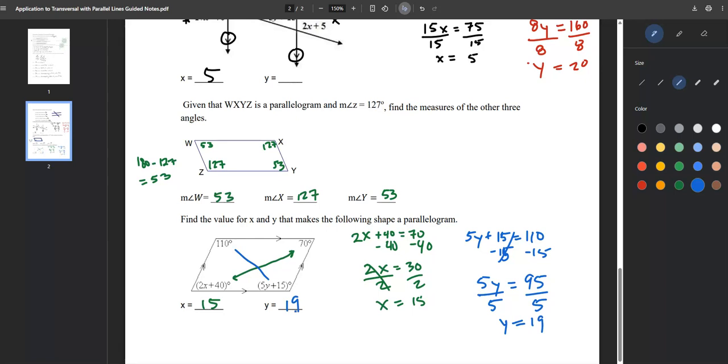So, okay, so that's your application. You're just applying those rules when those lines are parallel when we get that.